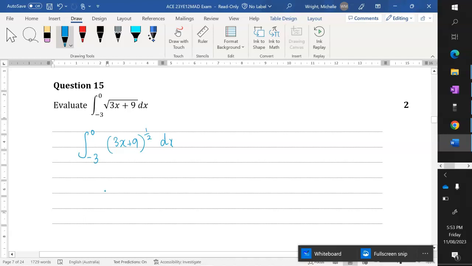But when we are integrating, the rule is we add 1 to the index, okay? So I've still got 3x plus 9. Add 1 to the index. A half plus 1 is 1.5 or 3 over 2. Divide by that 3 over 2.